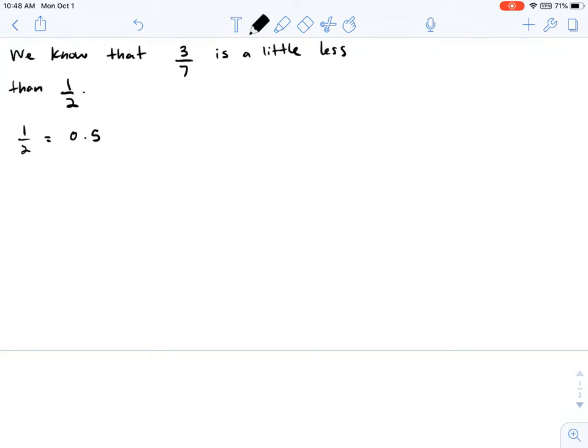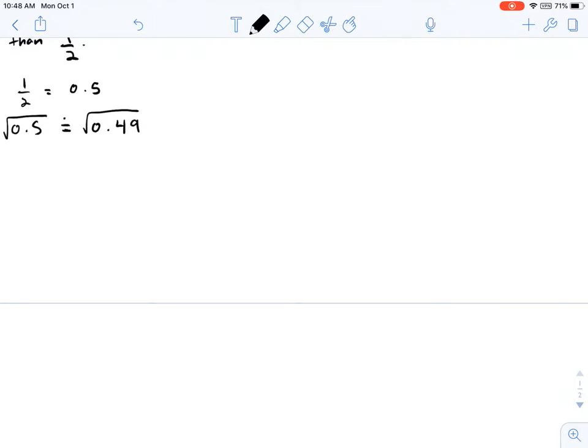And 0.5, if I take the square root of 0.5, it's pretty close to 0.49. And we know that the square root of 0.49 is equal to 0.7. So we can say 3 over 7 is close to 0.7.